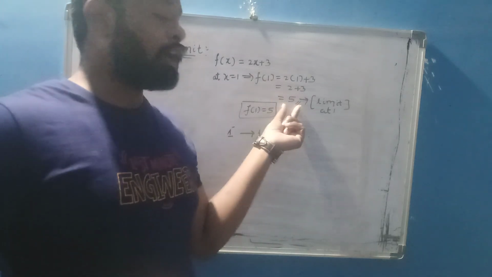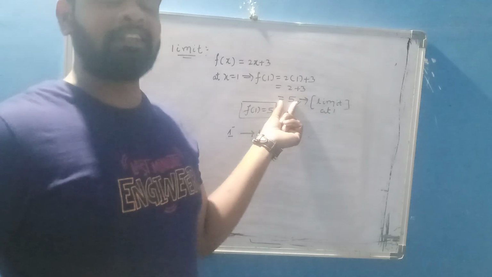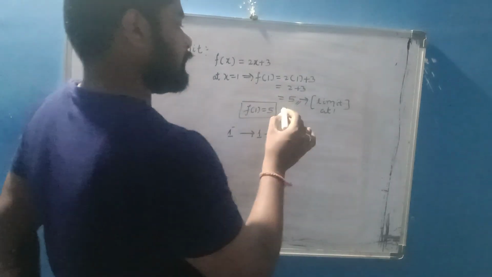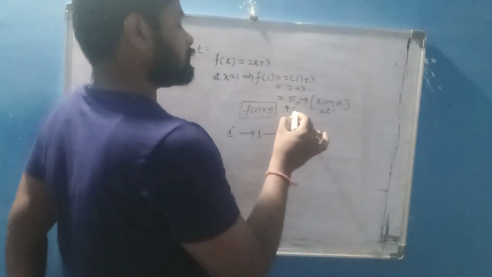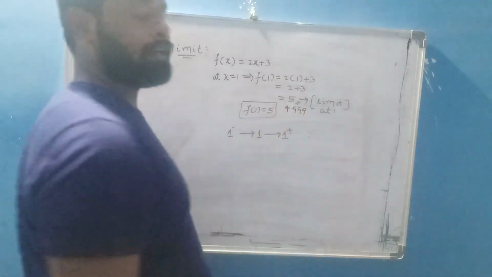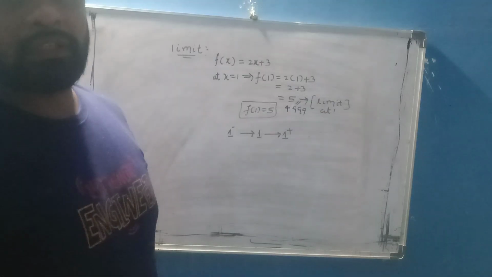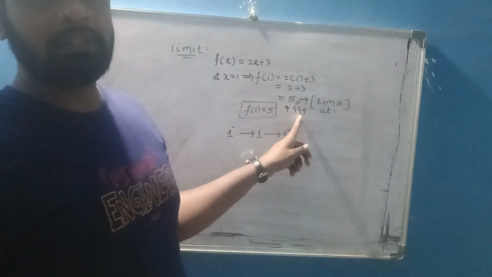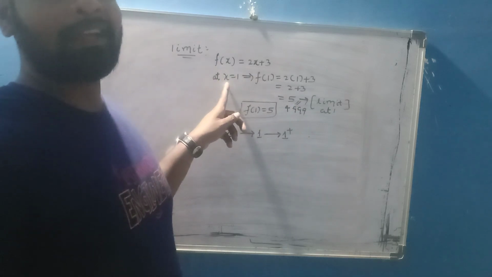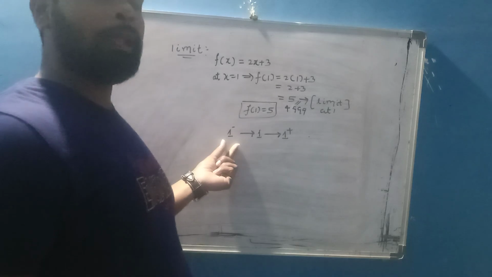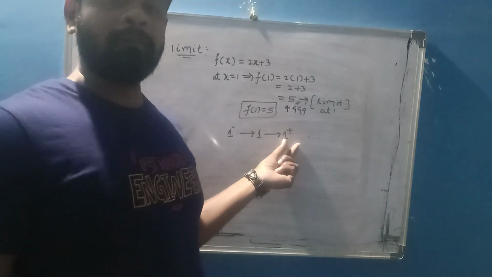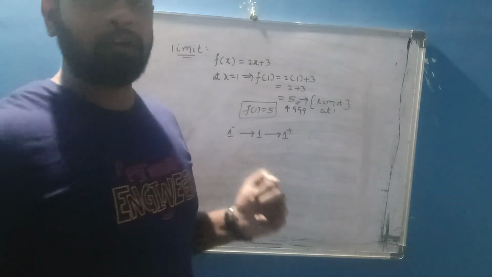Are we getting the same value or not? Not exactly 5. I am taking here approximate value 4.999. That is also called limit. That means x is not exactly equal to 1. Here also we are taking approximate values, meaning neighborhoods 1 minus and 1 plus. How does the behavior of the function change?